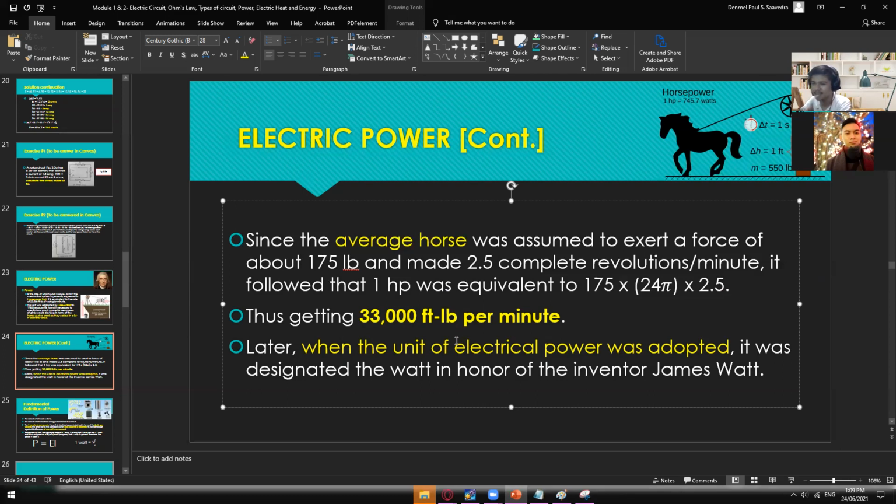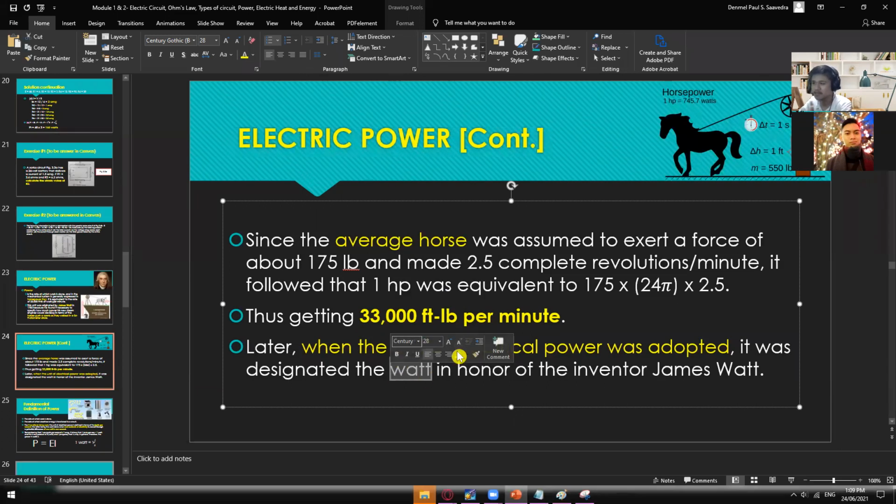Why is it not 18? Why is it not 30? And so on and so forth. Because of course you will arrive at a different answer with this one right here. Well, later on, when the unit of electrical power was adopted, it was designated the watt in honor of the inventor James Watt. So with this invention, the unit now is equal to watt.